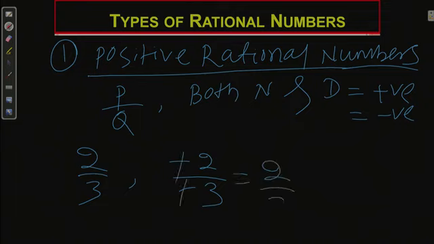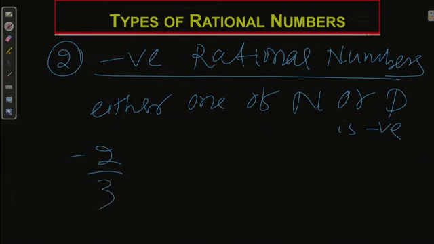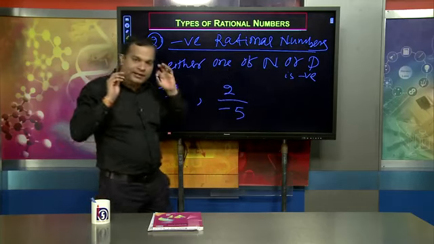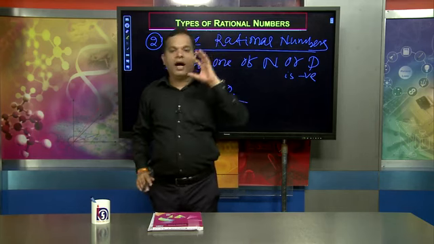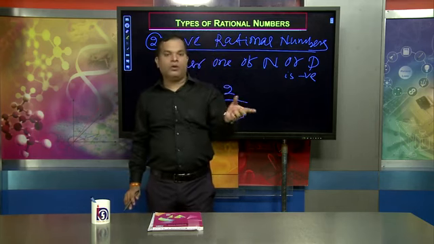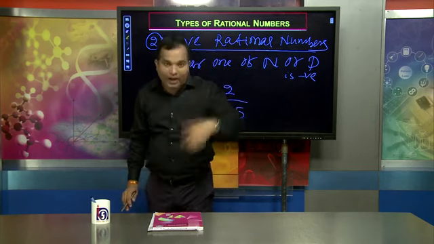For example, minus 2 by 3. The numerator is negative, so it is a negative rational number. Or 2 divided by minus 5. Here the denominator is negative, so you also get a negative rational number. Very simply, whether it is the numerator or the denominator, if one of them is negative, then this is a negative rational number.